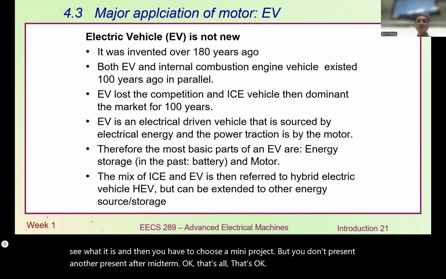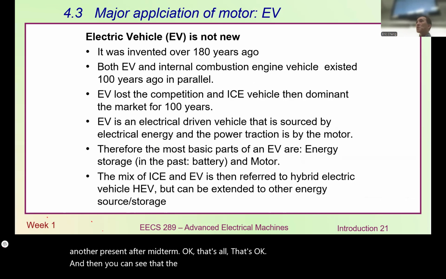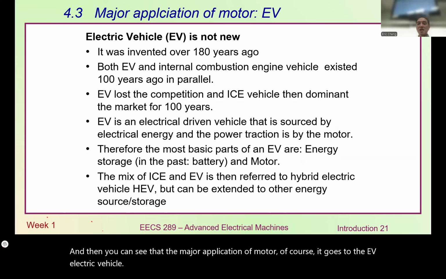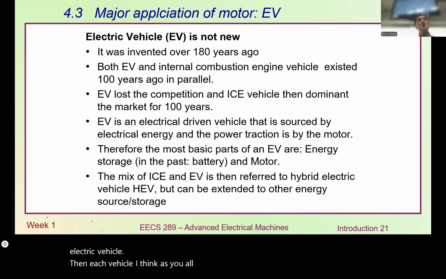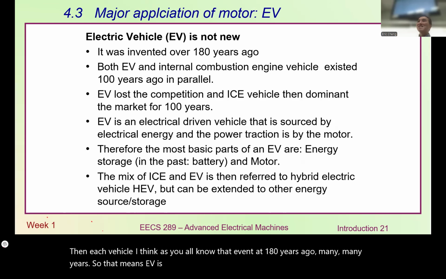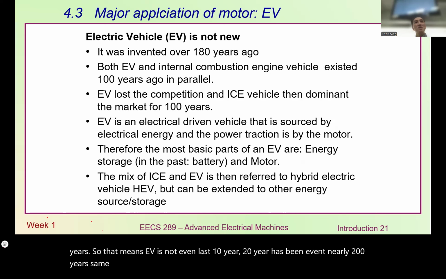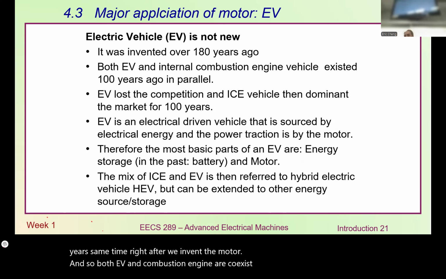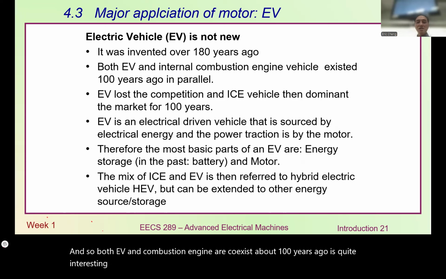And then you can see that the major application of motors, of course, goes to the EV, electric vehicle. The electric vehicle, as you all know, actually dates back about 180 years. So that means EV was not invented in the last 10 or 20 years. It was invented nearly 200 years ago, right after we invented the motor. Both EV and the combustion engine coexisted about 100 years ago. It's quite interesting. I think you all know that history.